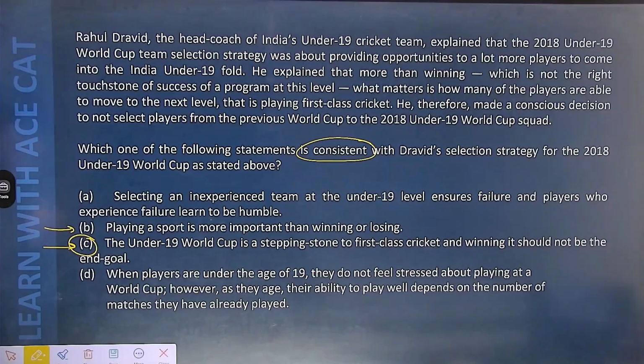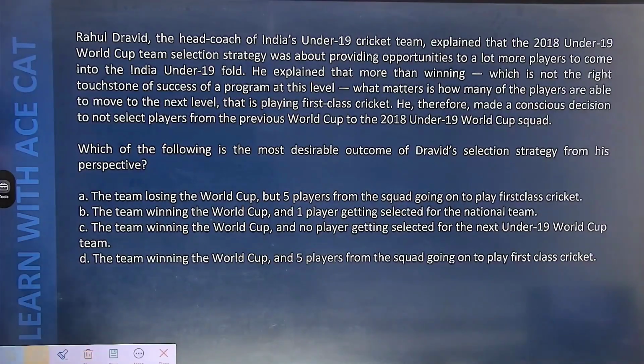So this question was not so tough, and students, you will have to face these kinds of questions in XAT. So one more question is based on this paragraph. Let me take that. The paragraph remains one and the same. And which of the following is the most desirable outcome of Dravid's selection strategy from his perspective?